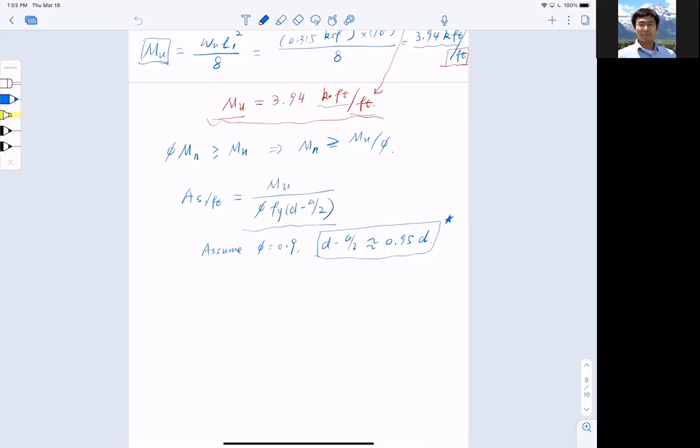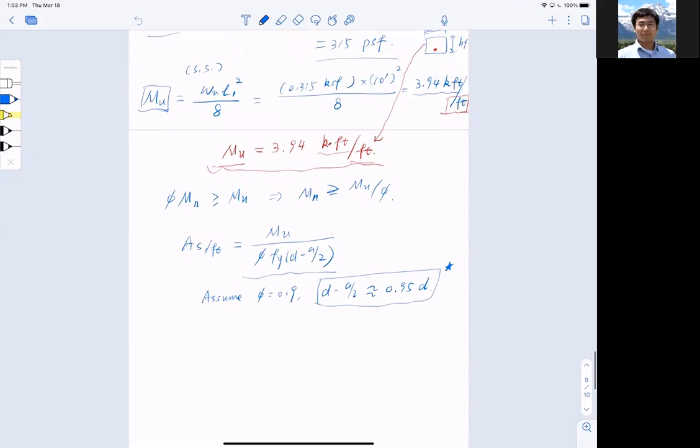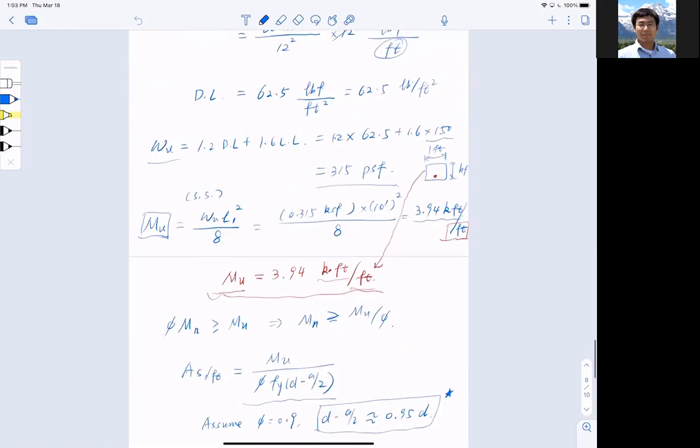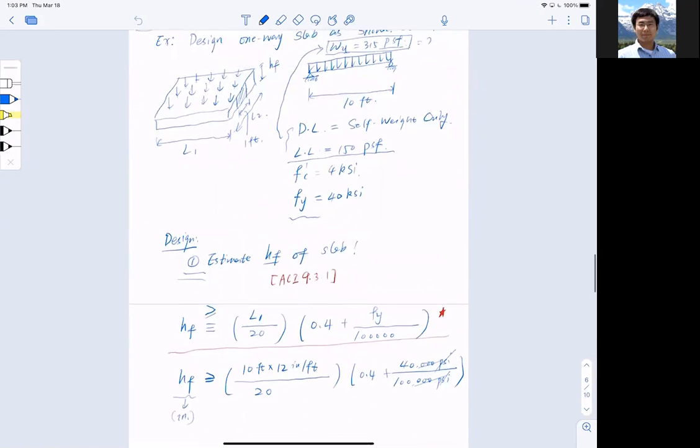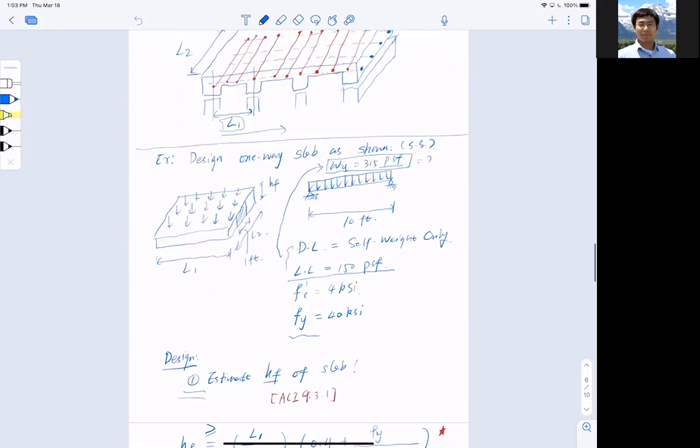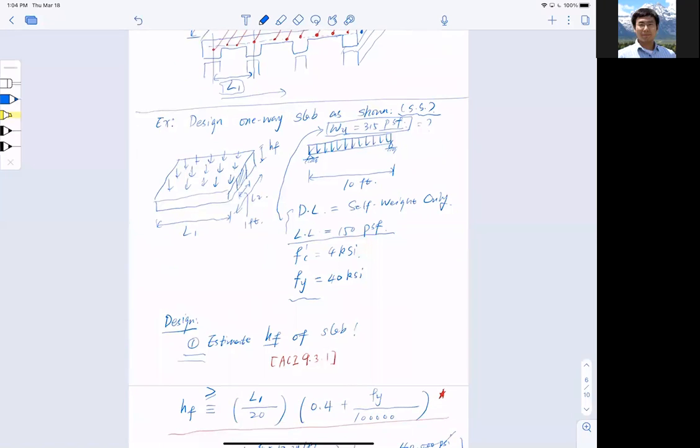Then quickly back to the one-way slab. This is where we left off last time. Quick review: we start with a simply supported condition. This is a very important part, simply supported, because we need to calculate the moment based on that. The applied loading on the simply supported beam has two parts: dead load and live load. The dead load includes the self weight only, which means you have to calculate the dead load for it.